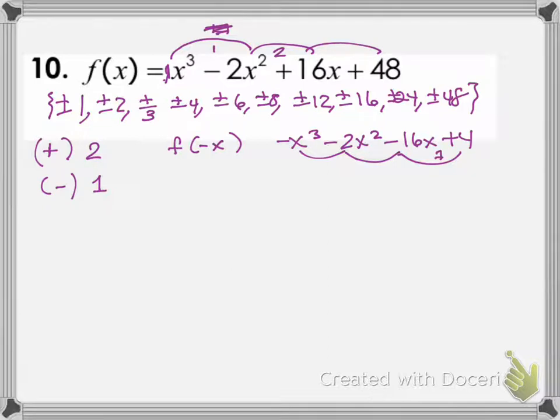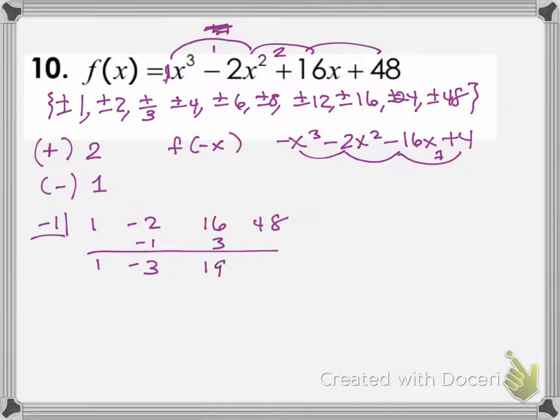So, if I find the 1 negative one, then I would know not to use any of the other negatives. So I'm going with the 1 negative one. So let's try negative first. Negative 1. So 1, negative 2, 16, 48. That would be 1, negative 3, 19, negative 19. So negative 1 didn't work.